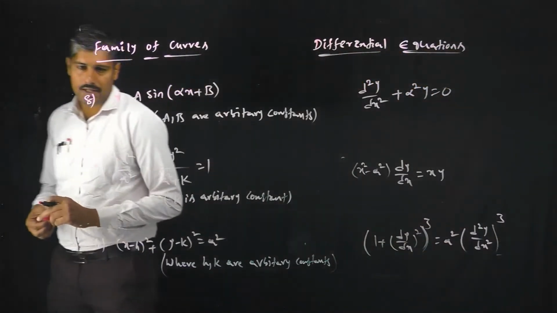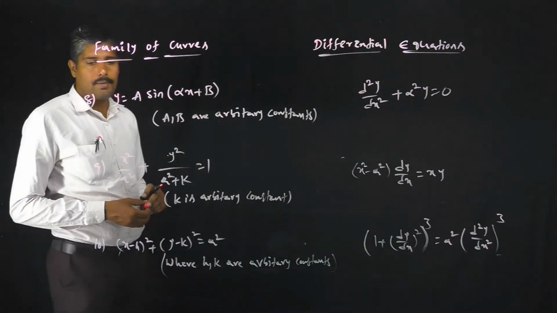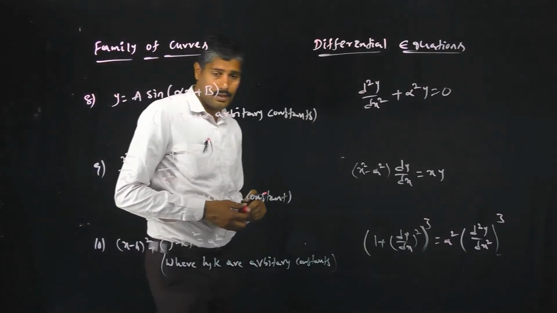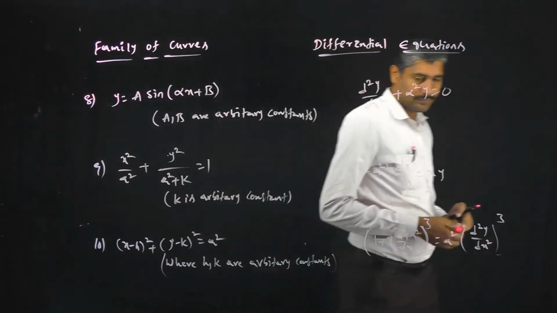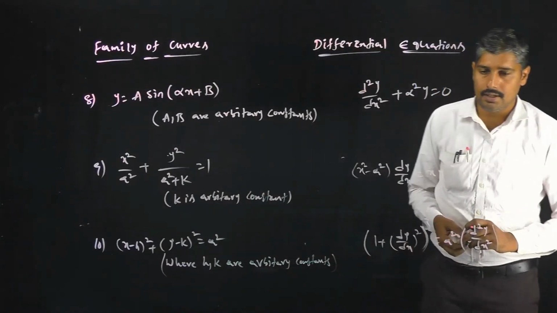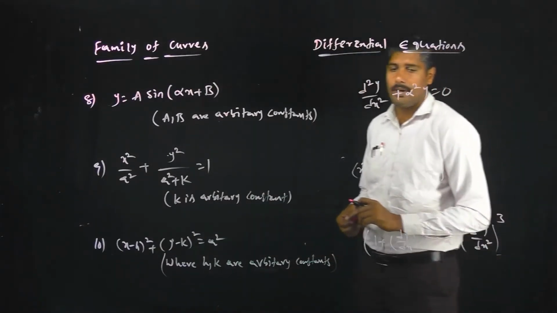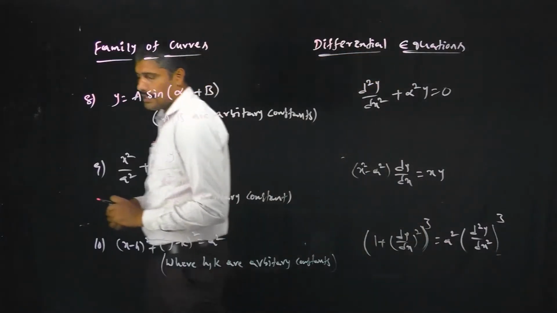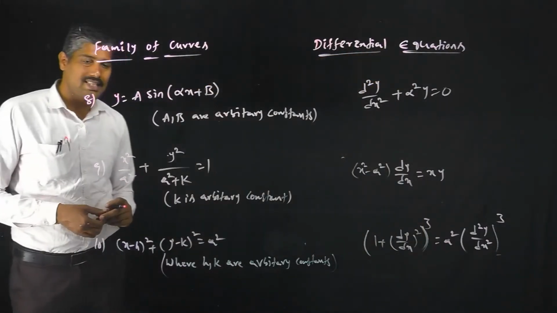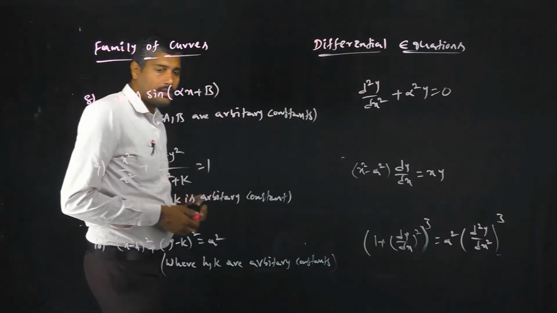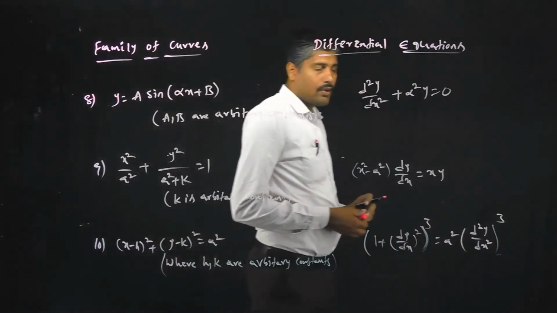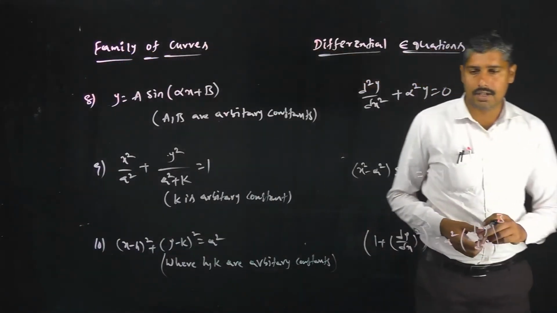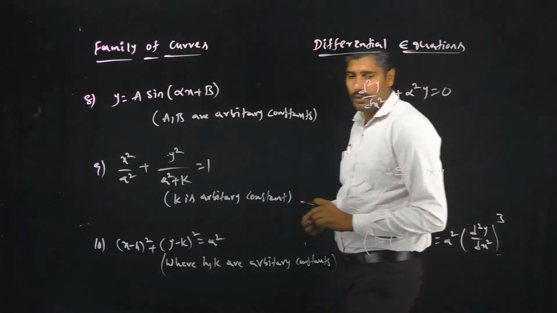Suppose the equation is (x − h)² + (y − k)² = α². This is the circle equation. Here h, k are the arbitrary constants. We know that (h, k) is the center of the circle. So there are two arbitrary constants, and that's why we take the derivative two times.